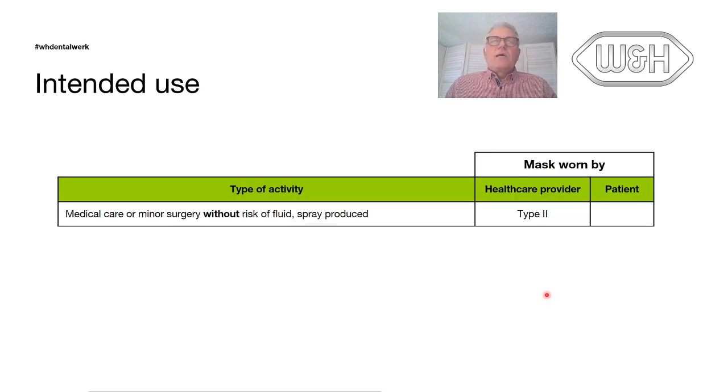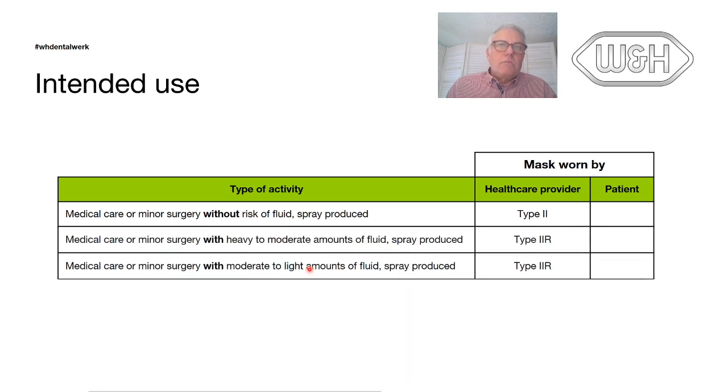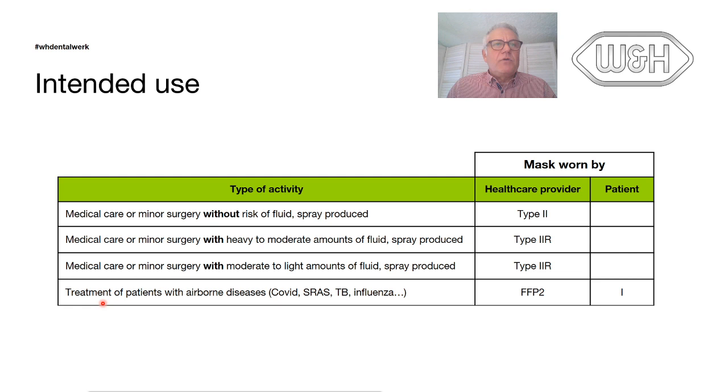So the intended use: we saw surgical mask, FFP1, FFP2, FFP3. Now, this is a quick summary. If you provide medical care on minor surgery without any risk of fluid spray, then the surgical mask type 2 is okay. If there is a heavy, moderate or light risk, you should use the type 2R, the fluid resistant surgical masks. Now, I think things will change from now on. If you treat patients with airborne diseases, and I remind you, we cannot always know, even your patient cannot tell you, oh, I'm infected, so you presume that every patient is infected, a potential danger, you will now switch to the FFP2 masks.